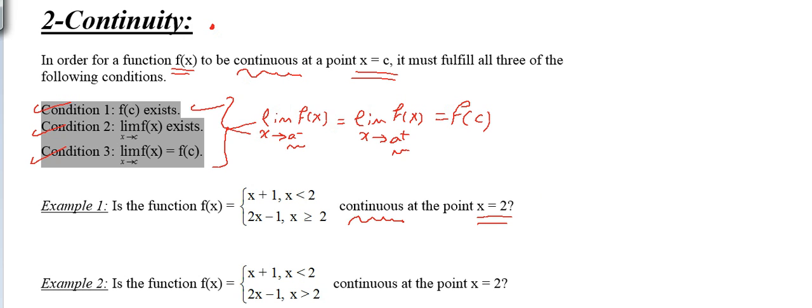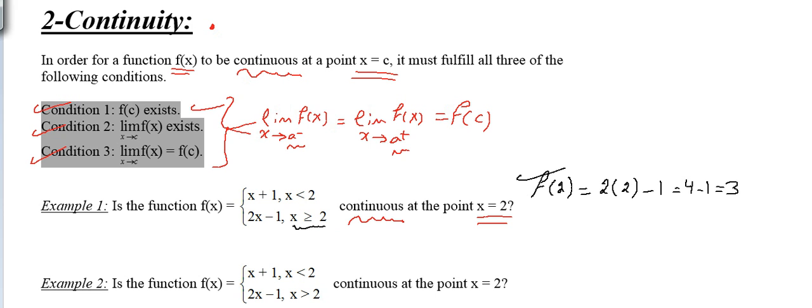Let's change the color. Does f of 2 exist? Do we have it when x equals 2? Yes, here is the condition, so we can find it: 2 times 2 minus 1, which is 4 minus 1, which is equal to 3. So the first condition is okay.